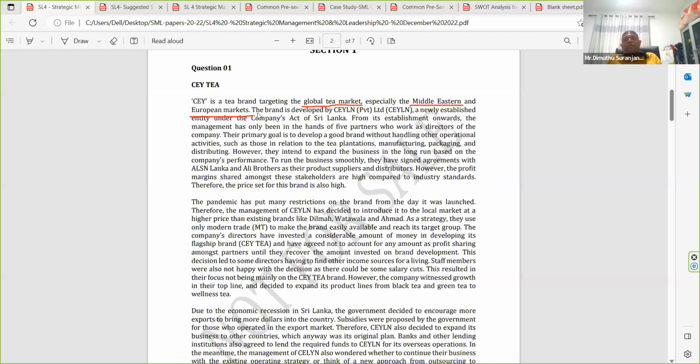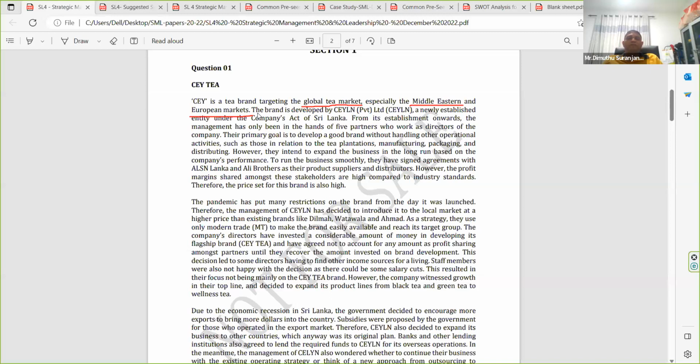The brand is developed by Ceylon Private Limited, a newly established entity under the Companies Act of Sri Lanka. See this, it has mentioned that it's a newly established entity. So it should not be a well-experienced company. It's a newly established entity under the Companies Act of Sri Lanka.